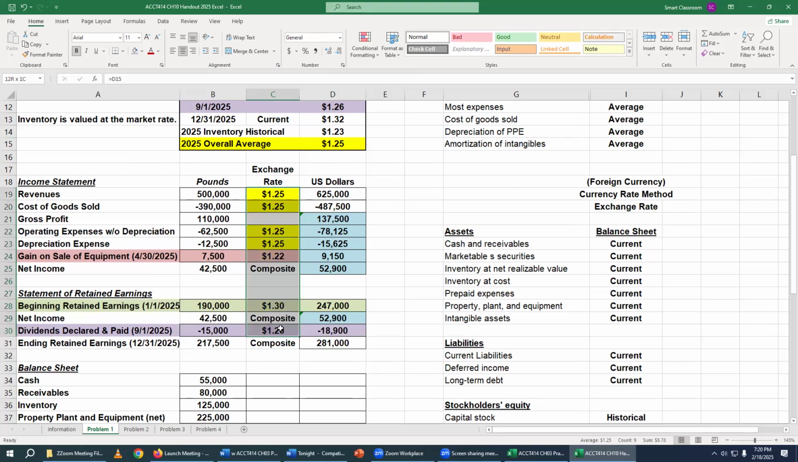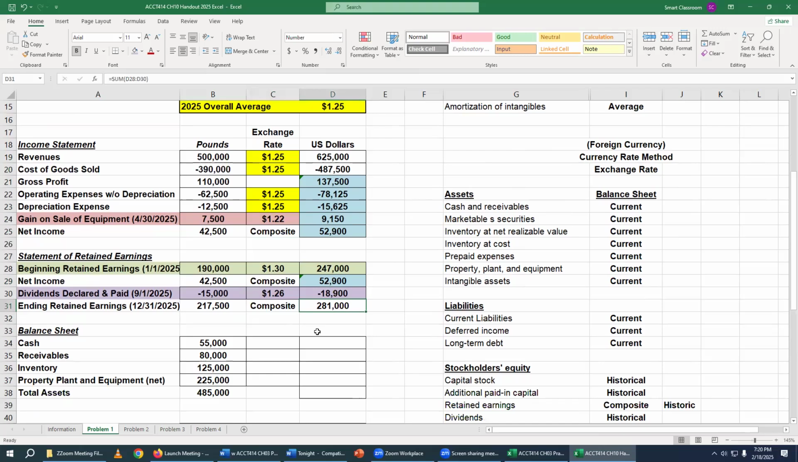Even in the foreign currency method, it's all different rates. Most of them are going to be average for your income statement and then current for year end. So the first one will be historical, very first retained earnings. Going into the future, though, when you start looking at the beginning retained earnings, it's going to be a composite rate, and that's why this down here says composite.